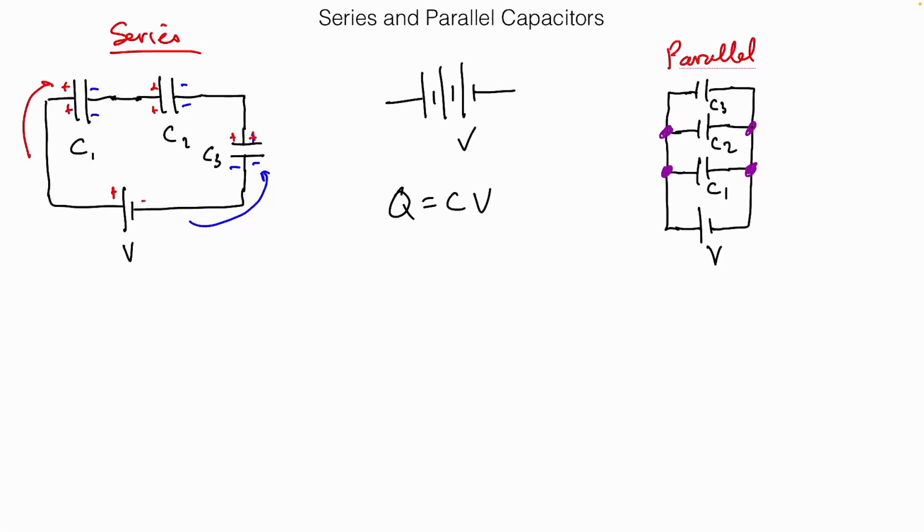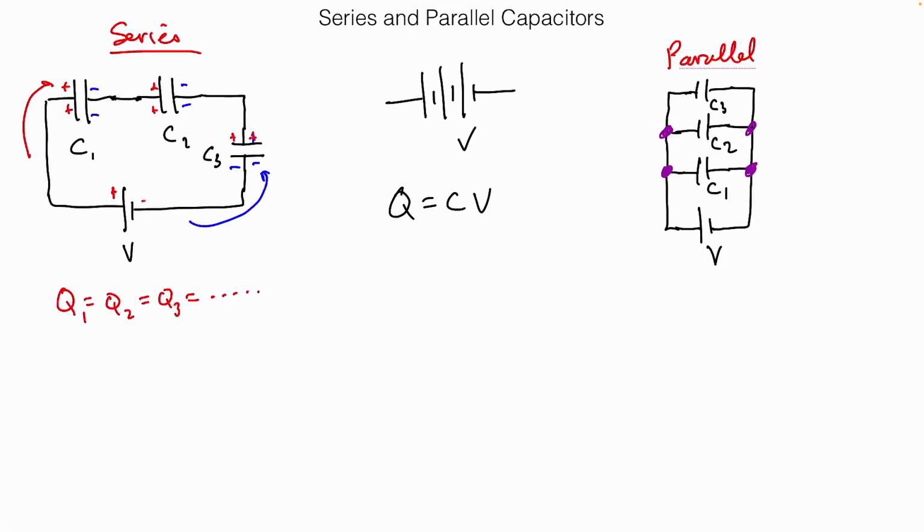And so what can you tell me about all of those capacitors? What is the same? What is identical? The amount of charge that's on them. So for capacitors in series, the charge is the same. Q1 is equal to Q2 is equal to Q3 is equal to... What am I trying to say here? If I've got 4 capacitors in series, I know the charge on them is all going to be the same.